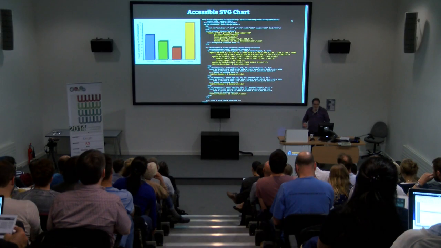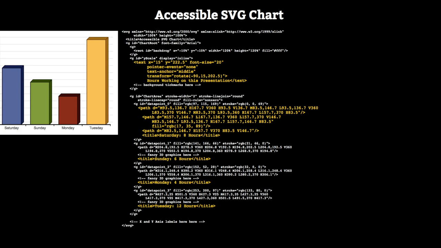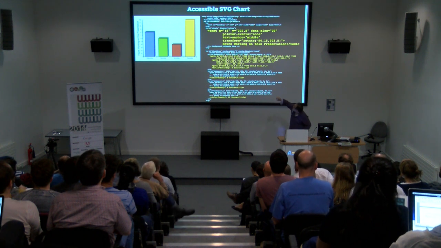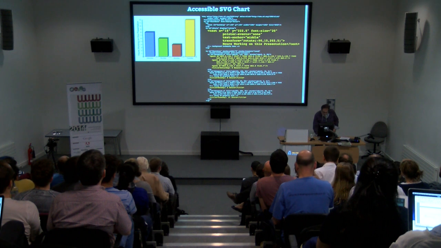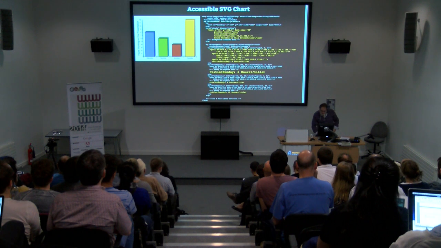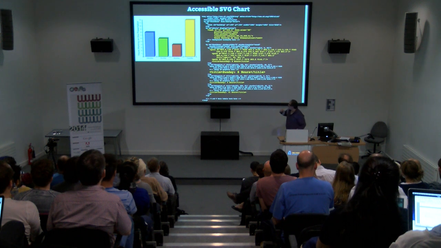Okay, so the idea of SVG is that text is text. And in addition to text being text, metadata is also text. So here you have a bar chart in SVG, and you have a little bit of text here. This is this bit over here that says, hours spent working on this presentation. If you don't know SVG, it's not that hard to learn. Here's the key bit that I included in the SVG to make it ostensibly accessible.